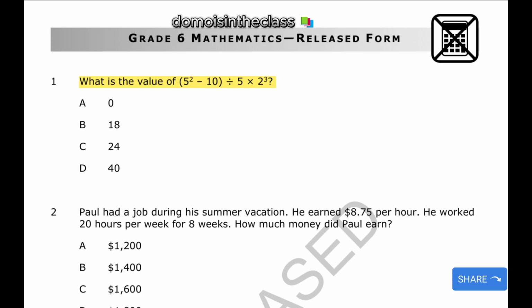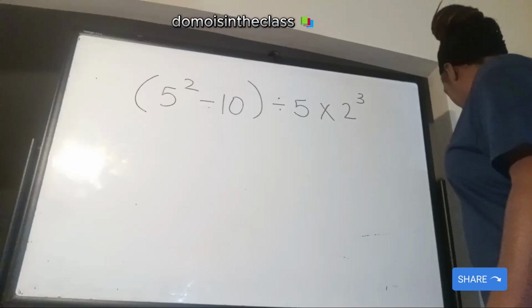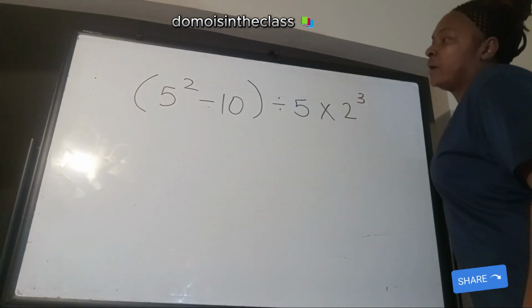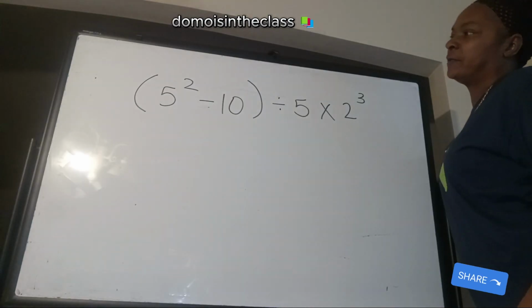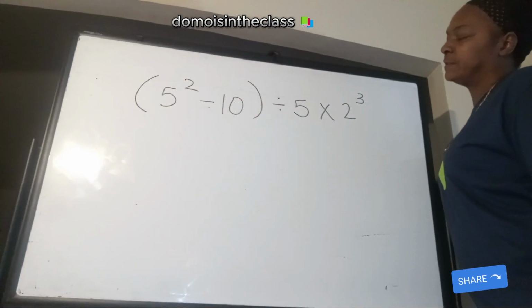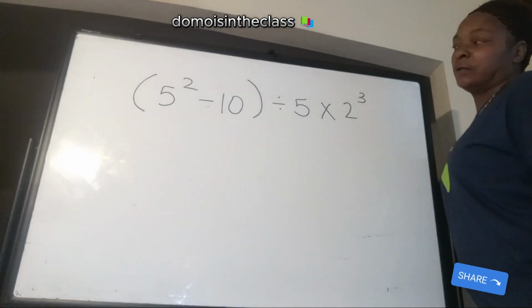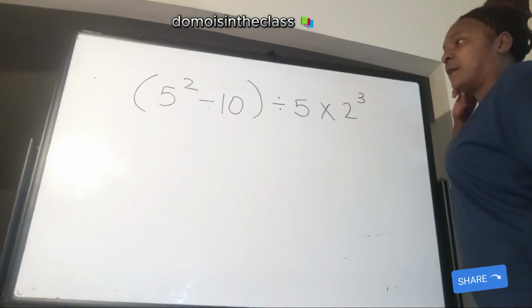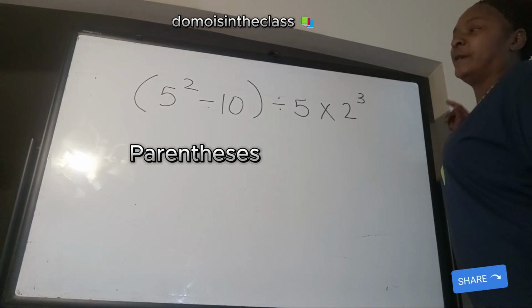What is the value of parentheses 5 squared take away 10 close parentheses divided by 5 times 2 cubed? So our first problem, we have parentheses 5 squared take away 10 close parentheses divided by 5 times 2 cubed. All right, Jamir? So what is the first thing that we do? The parentheses. Always. That's correct.